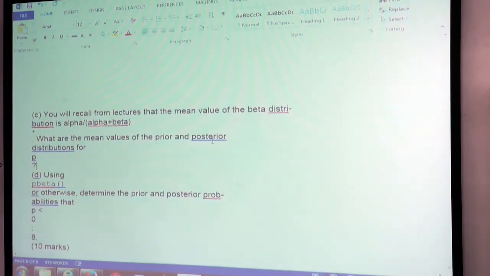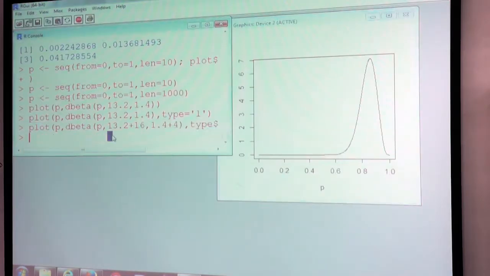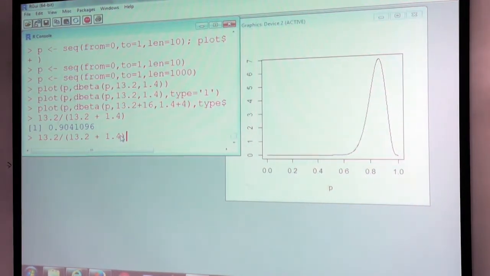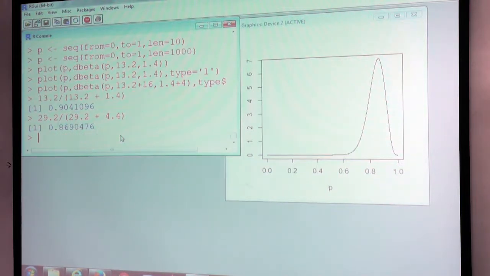What are the mean values of the prior and posterior? Well, the mean value was 13.2 over 13.2 plus 1.4. Yes? And now we've got that plus 16. So it's 29, isn't it, there? And that's 5.4, just adding 4.